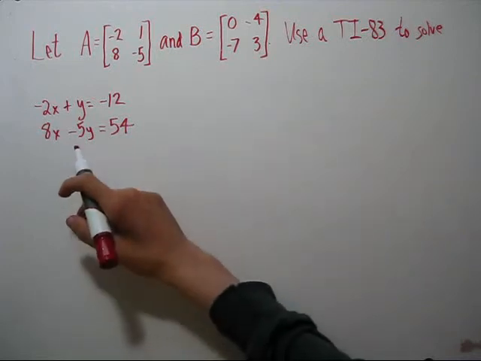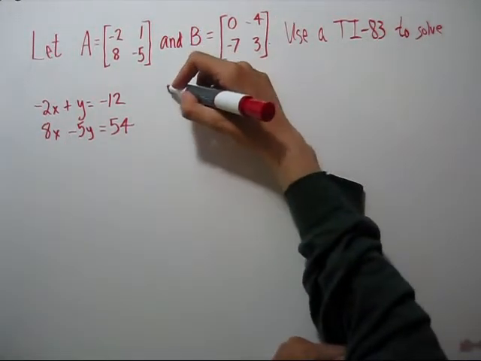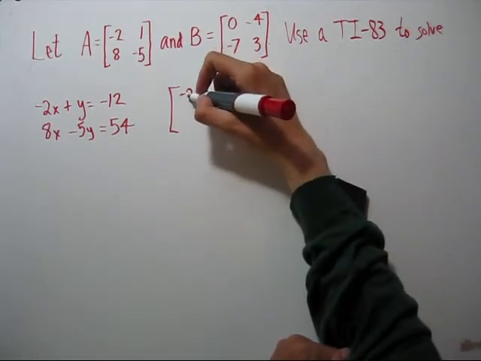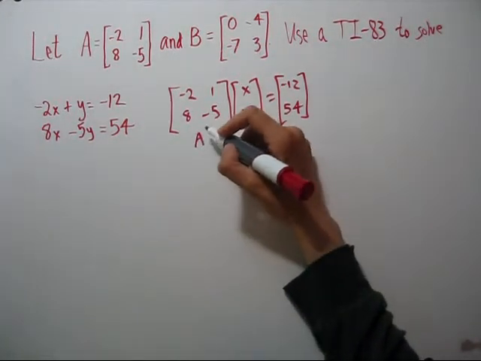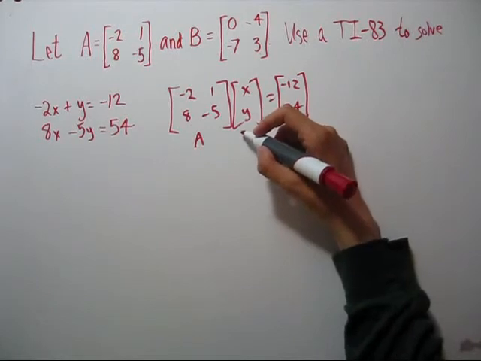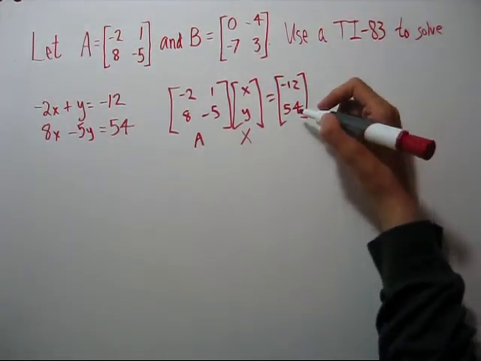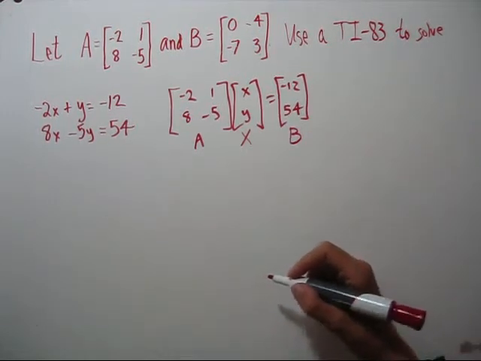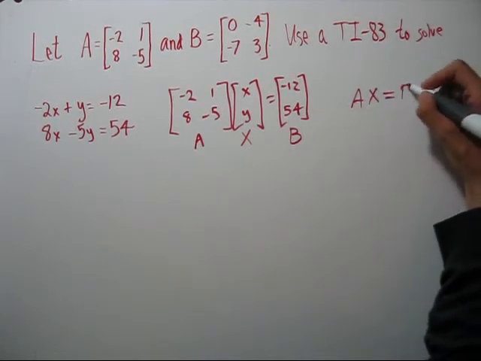Now we'd like to solve this system of equations, and notice we can write this system in terms of matrices. So here's our A, it's the same A, and we're going to call the X and Y column vector capital X, and the -1, 2, 5, 4 we're going to call capital B. So we have AX equals B.